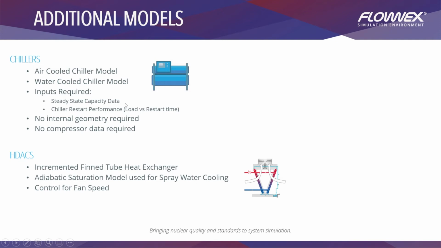Essentially the requirement here is a commissioning test for the chiller, where we test the outlet temperature, inlet temperature, and flow rate through the evaporator of the chiller as a function of time. This is a common test done by many chiller manufacturers and is often easy data to acquire. With this information, we require no internal geometry of the chillers and no information about the compressor inside the chiller. So it gives us a very robust transient model with information that's easy to obtain from the chiller manufacturers.